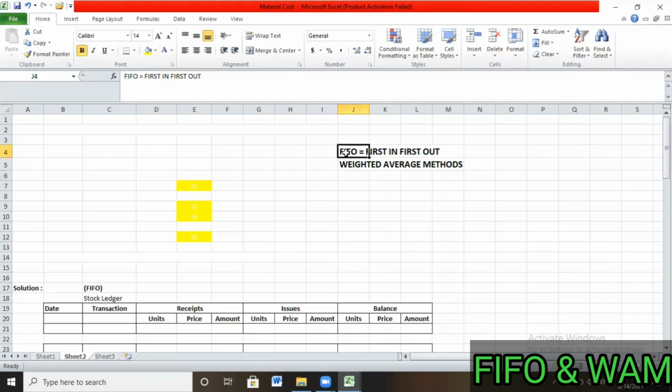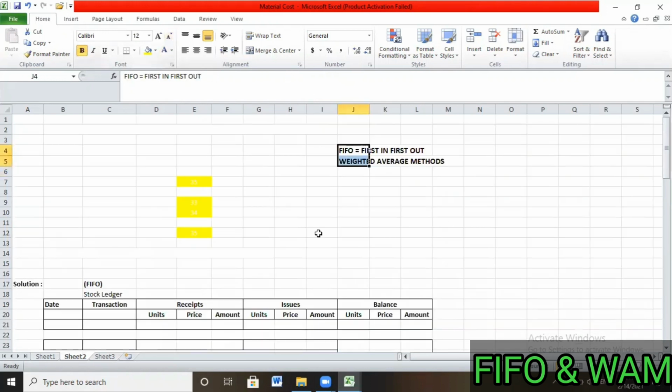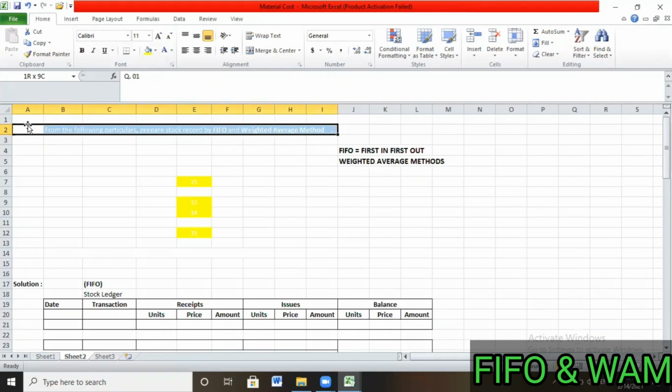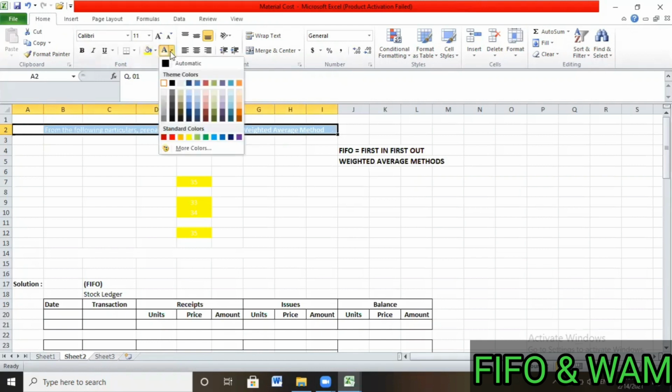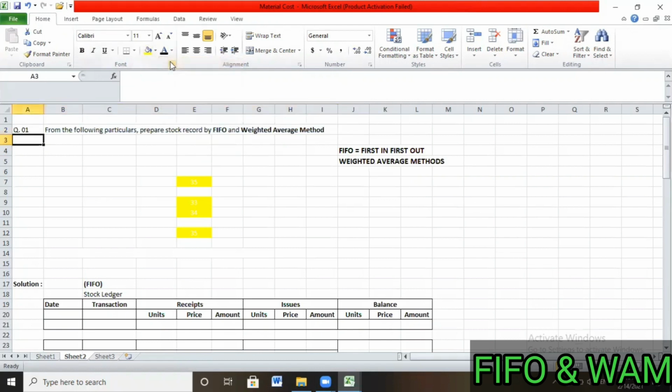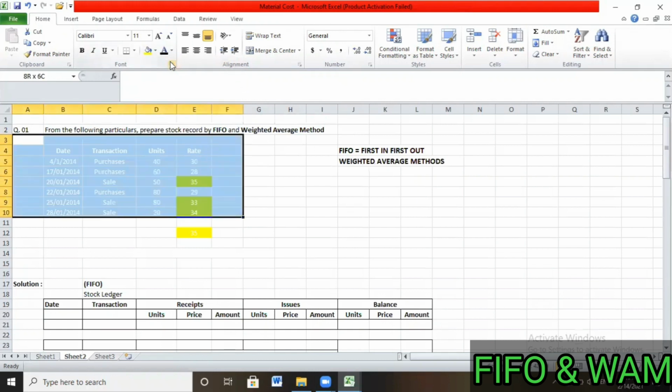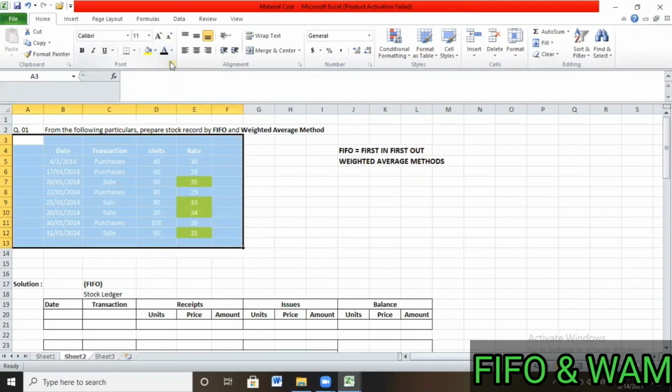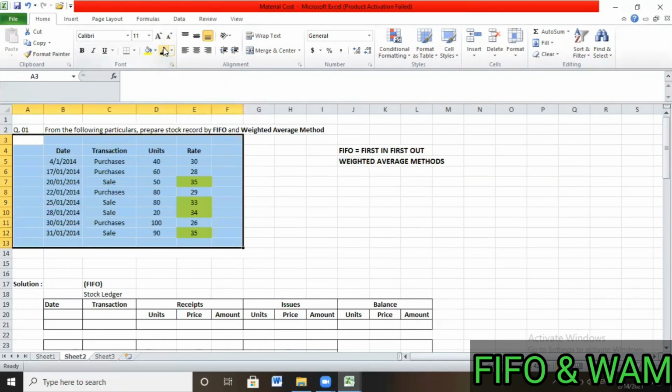In both cases I'm going to explain with an illustration. We have an illustration with us. You can see it here. From the following particulars, prepare the stock records on first in first out and weighted average. For the same illustration we will do it again.